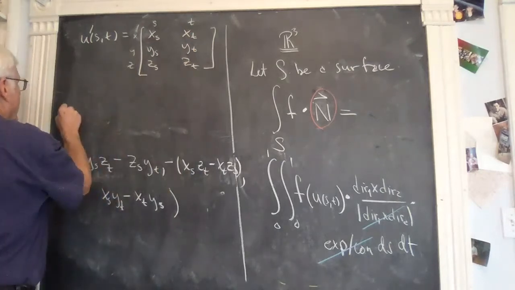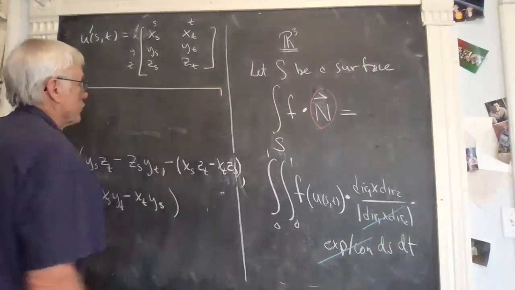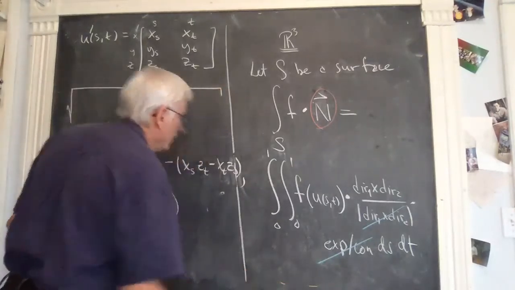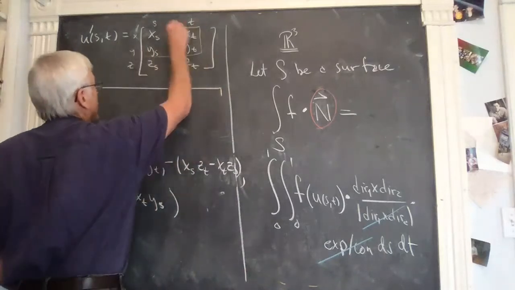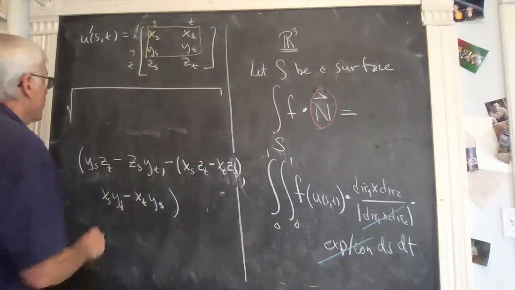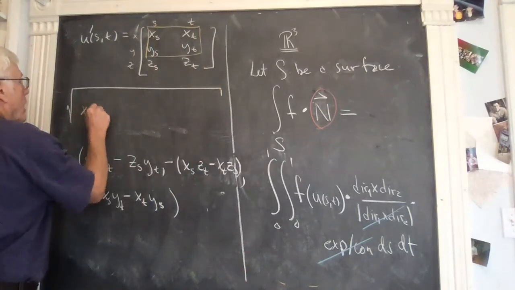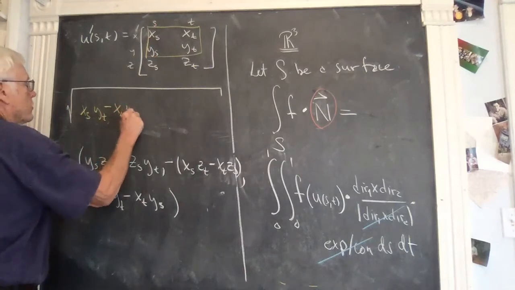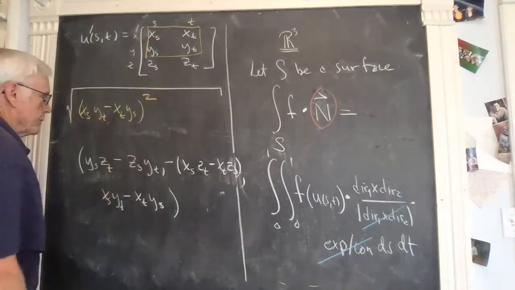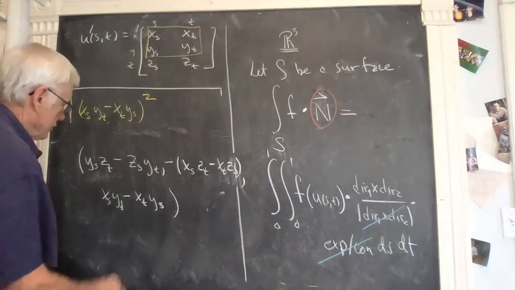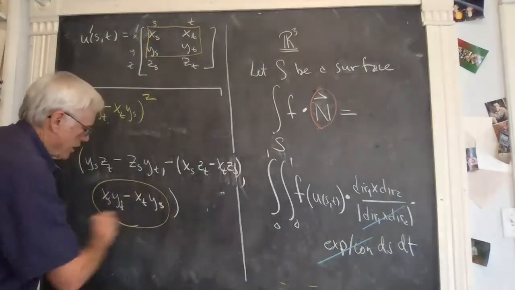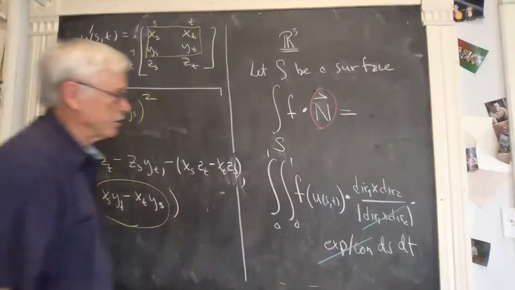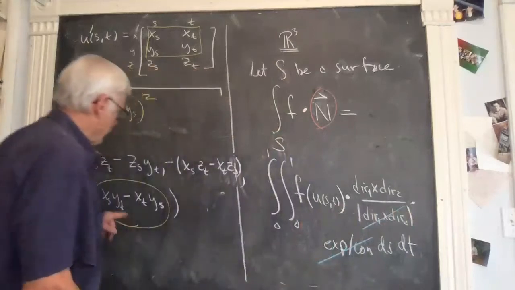So the expansion contraction factor consists of the square root of the sum of the squares of the determinants of the square matrices in here, the maximum ones. Here's the first one, x sub s y sub t minus x sub t y sub s, the quantity squared. And that's this component squared. When you take the length of this down here, you're going to have that same term.